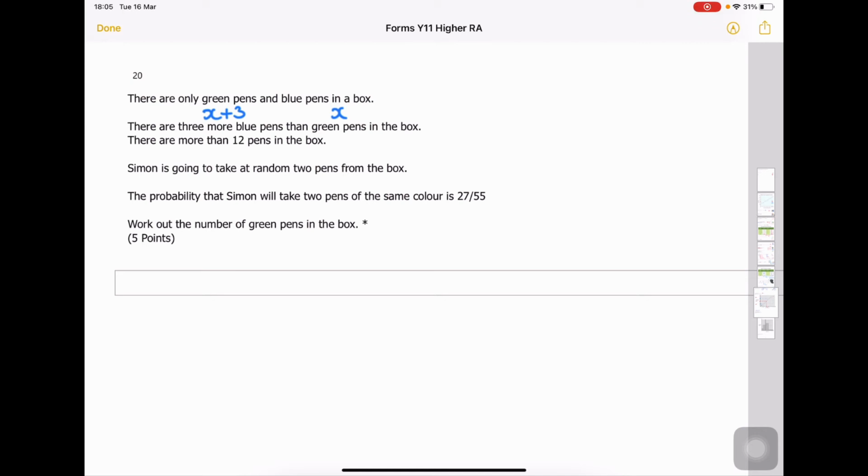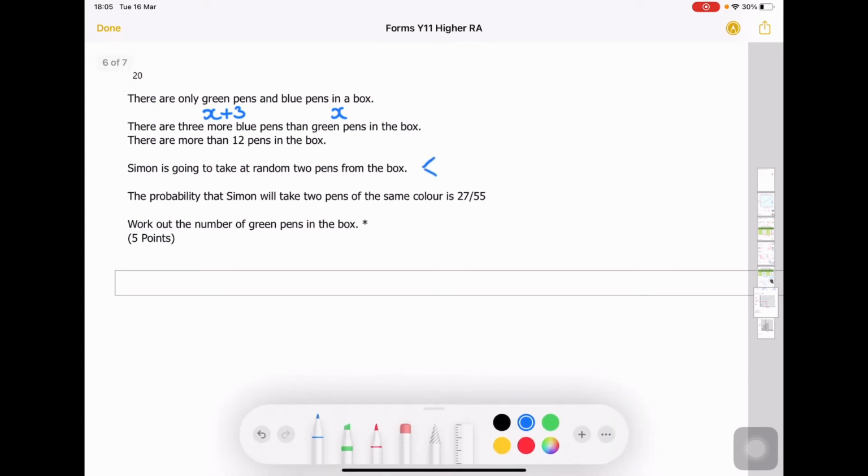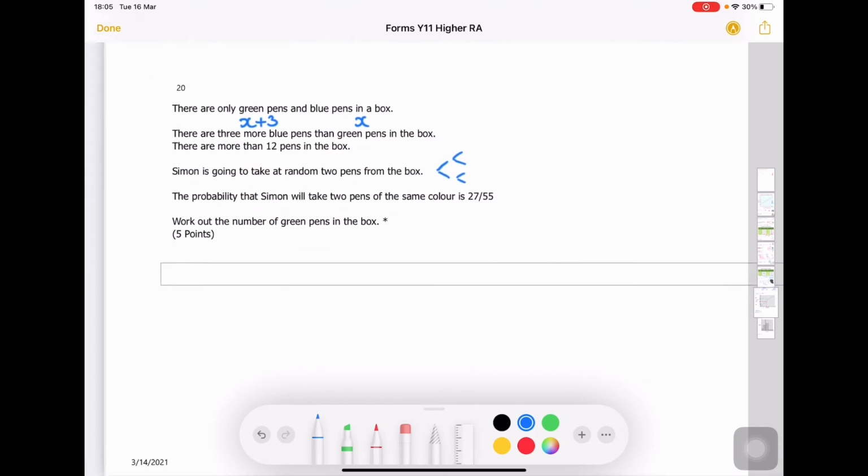Simon is going to take a random 2 pens from the box. So this already makes me think about a tree diagram. So we'll make 2 selections. The probability that Simon will take 2 pens of the same colour is 27 over 55. Work out the number of green pens in the box. So it looks like quite a long question.